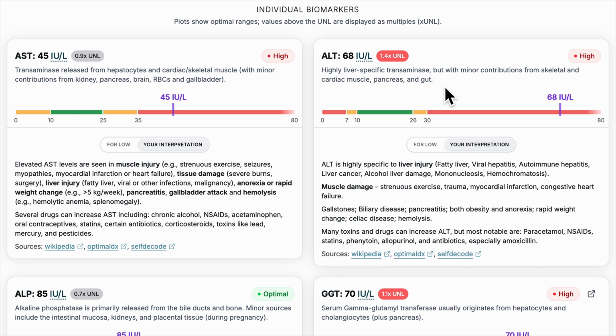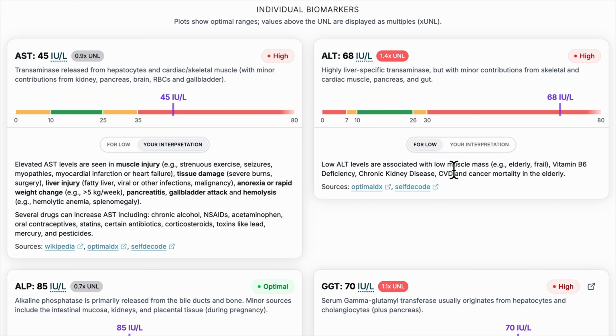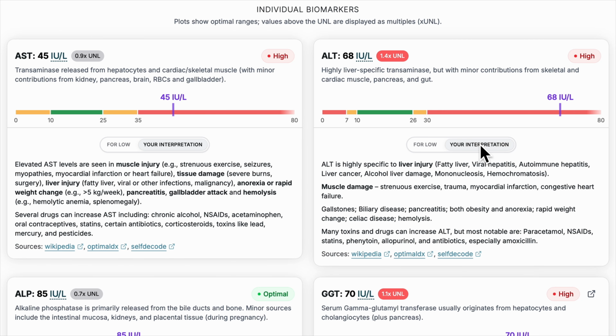If a value is above or below the optimal range, it will show you the most common possible reasons that could cause it. So for this patient, it automatically displayed the information relevant to high ALT, but you can always glance at what a low value would mean by switching the tab. I also showed the multiple of the upper normal range.